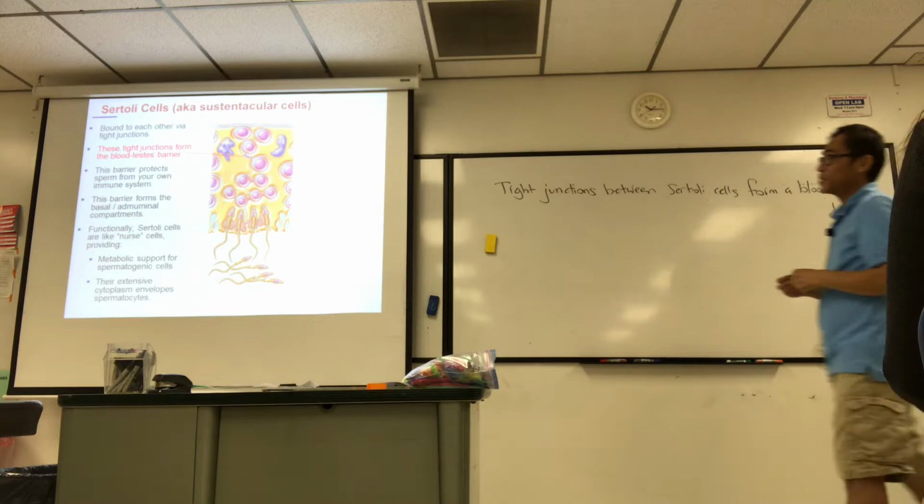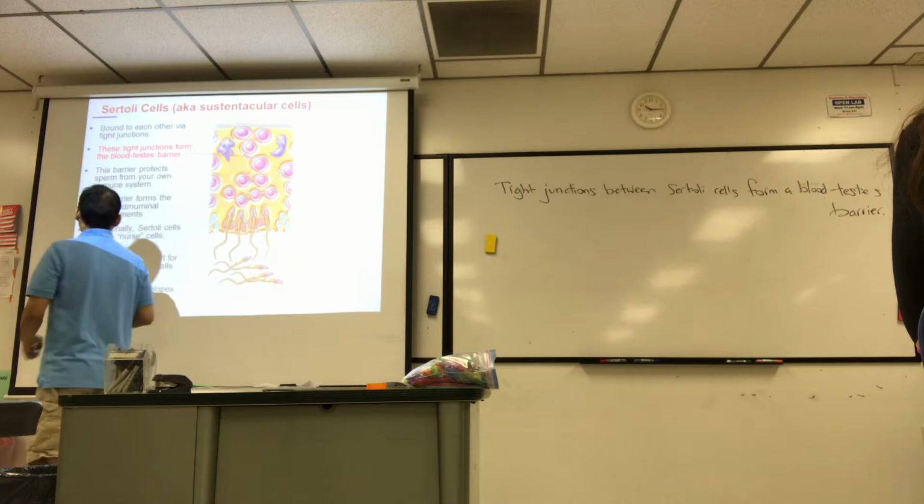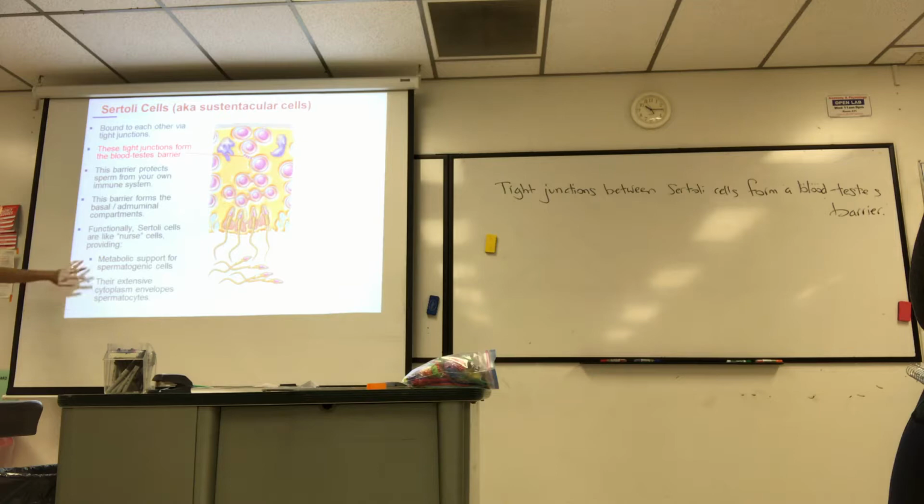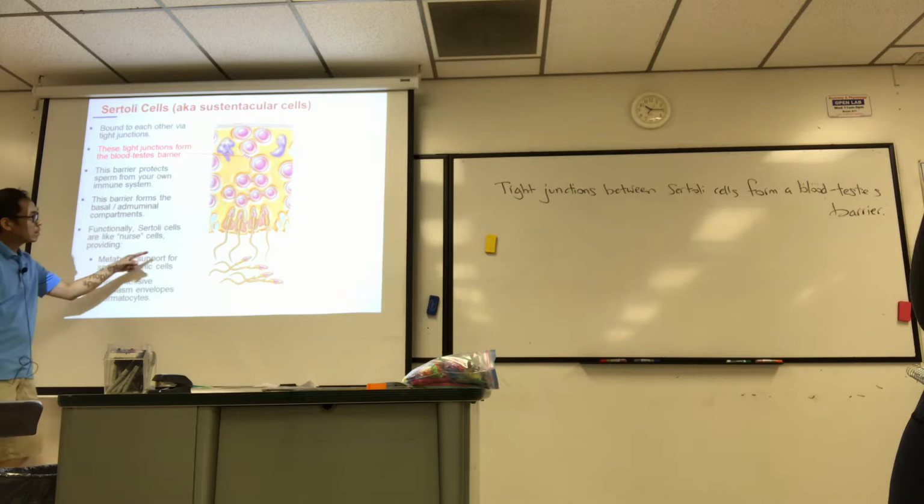It forms the basal and luminal compartments. They have a nurse function. All the cells have a nice warm cytoplasm to undergo mitosis and meiosis. So basically we call that metabolic support for the developing spermatogenic cells. Their extensive cytoplasm envelops spermatocytes. The thing they show at the bottom here is sperm with heads stuck in the sand.